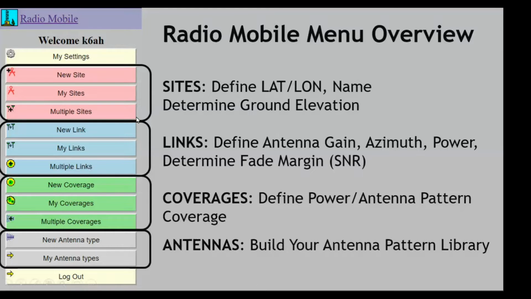The next group is the links group of menu items, and in the links you define things like antenna gain, azimuth, or what direction you're pointing the antenna, and the power your radio is going to be transmitting. And it determines for you the fade margin, or the signal to noise ratio of the resultant link. And we'll play with that a little bit so you understand how that works. And then the last of these first three major categories is coverages. And in coverages, you'll define antenna pattern coverage and radio power and so forth.